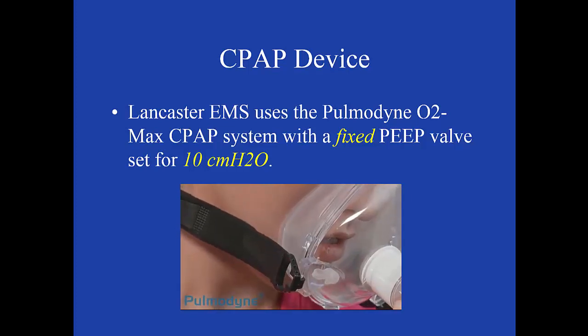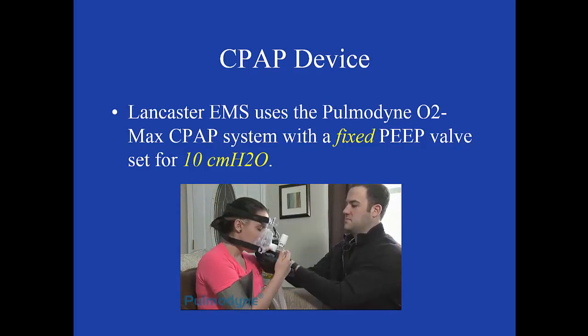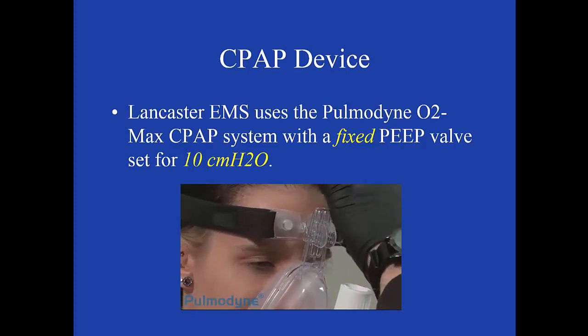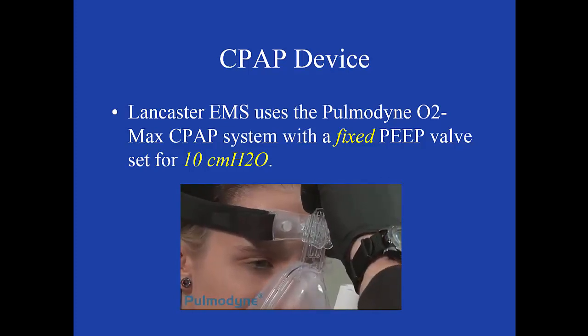The O2 Max mask is designed to be fitted loosely yet still deliver proper pressure without leakage. Fitting the mask too tight could cause crinkling of the mask, resulting in potential leakage as well as discomfort to the patient. The O2 Max mask also incorporates an adjustable forehead pad that can further improve patient comfort as well as a proper mask seal.